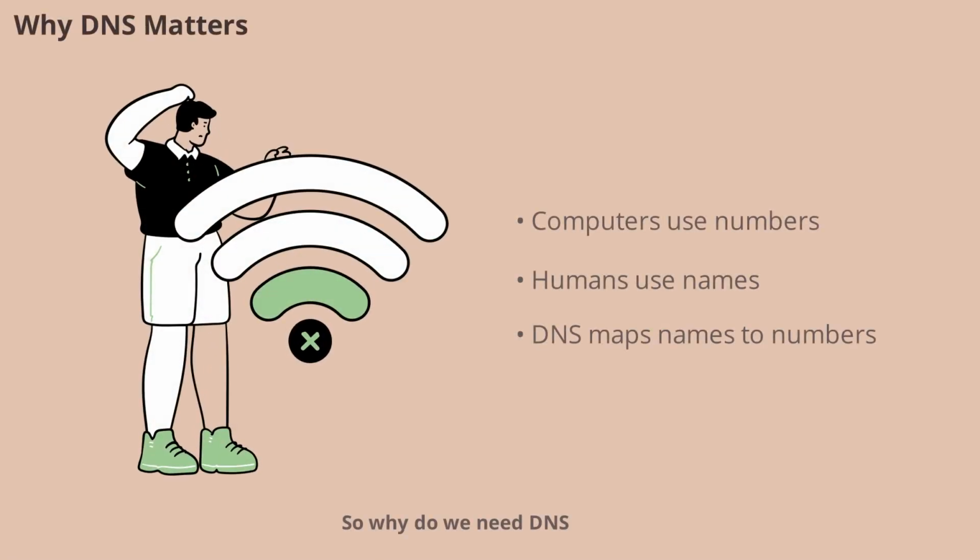So why do we need DNS? The main reason is that computers communicate using numbers, not names. Every device on the internet has an IP address, which is a series of numbers. But for us humans, remembering numbers for every website would be impossible. It's much easier to remember a name like google.com instead of a long string of digits. DNS bridges this gap by mapping domain names to IP addresses.